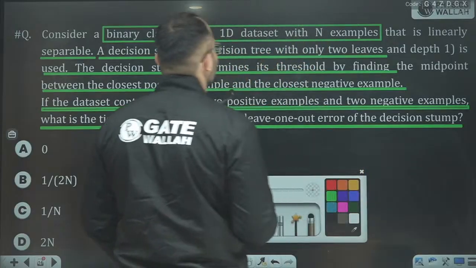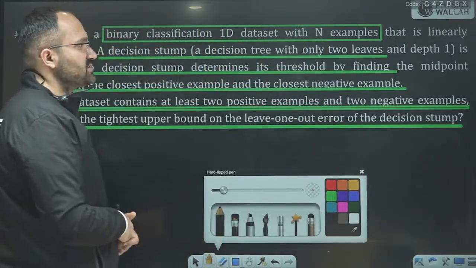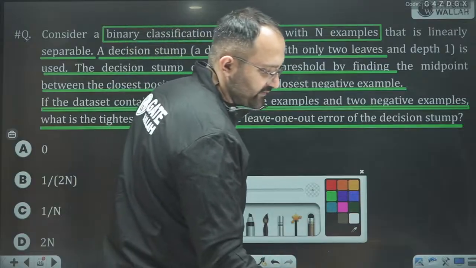Okay, so we have n examples. We have a one dimensional data set with n examples.